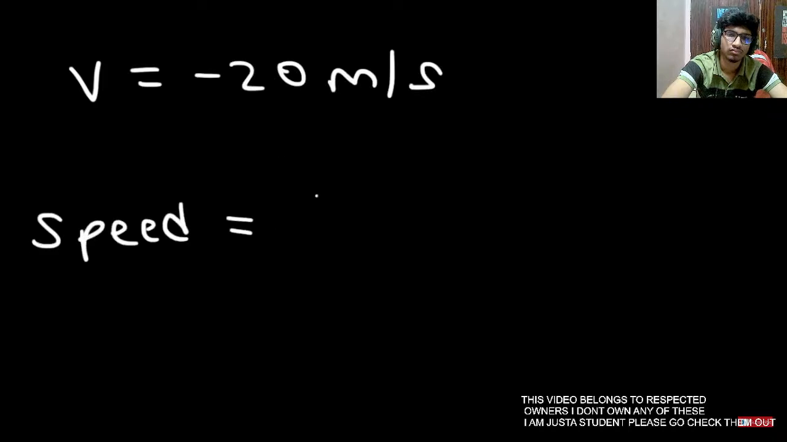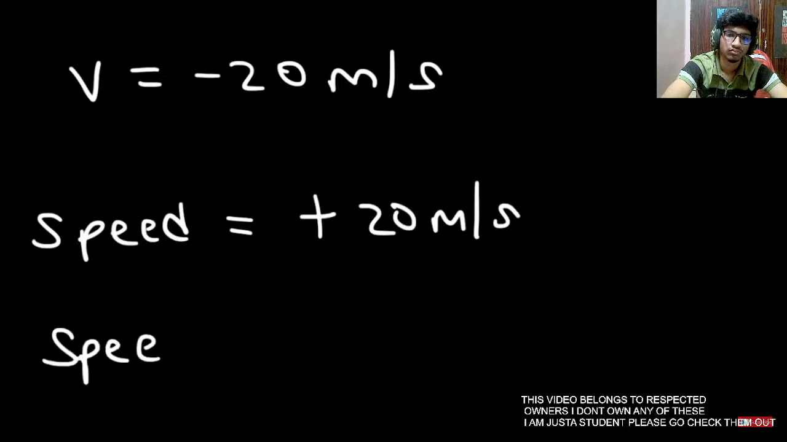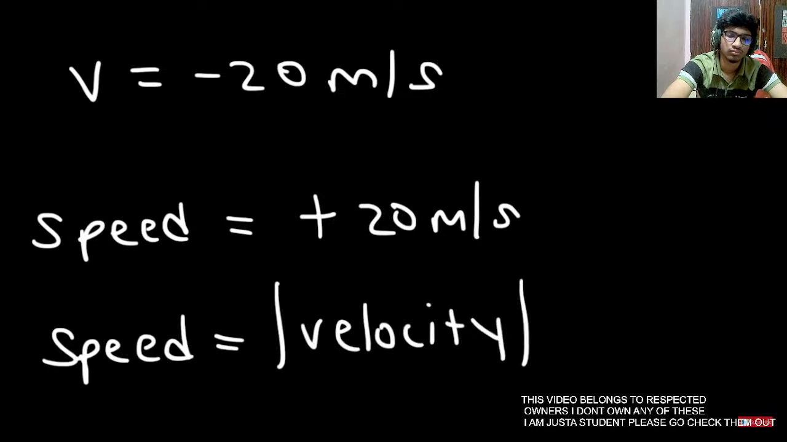So if v is negative 20 meters per second, you know you're dealing with velocity because it's negative. If you're looking for the speed, it would be positive 20 meters per second. Speed is always positive, and you could say that speed is the absolute value of velocity. Velocity can be positive or negative, but speed is always positive. So if the velocity was negative 35 meters per second, the speed is automatically positive 35 meters per second.